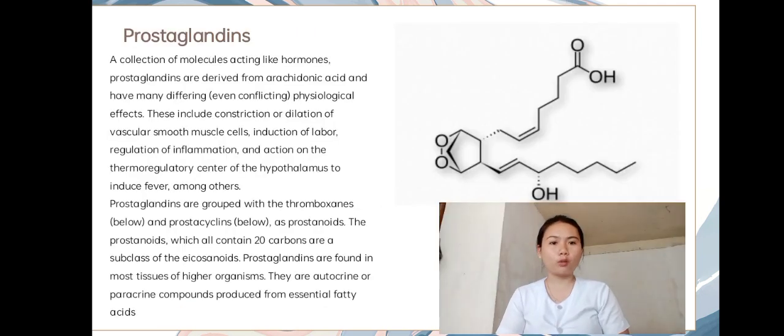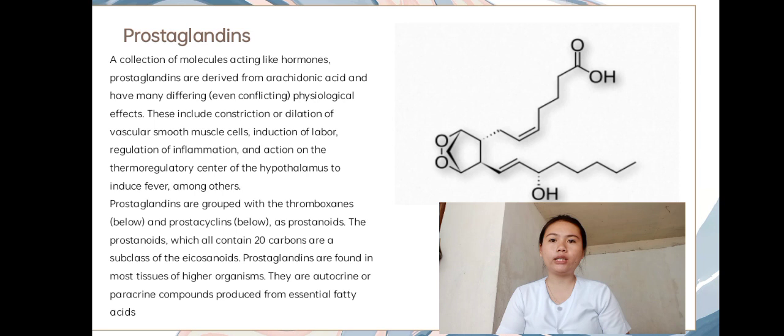Prostaglandins are a collection of molecules acting as hormones, derived from arachidonic acid, and have many differing physiological effects. These include the constriction or dilation of vascular smooth muscles, induction of labor, regulation of inflammation, and action on the thermoregulatory center of the hypothalamus to induce fever, among others.